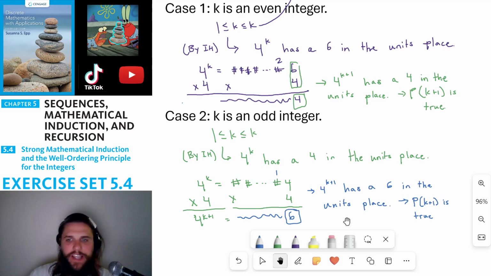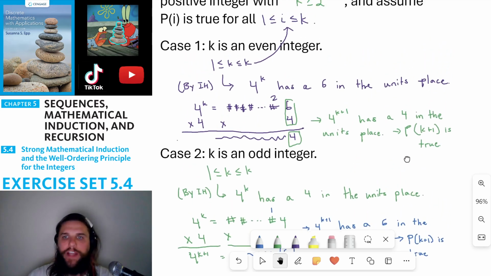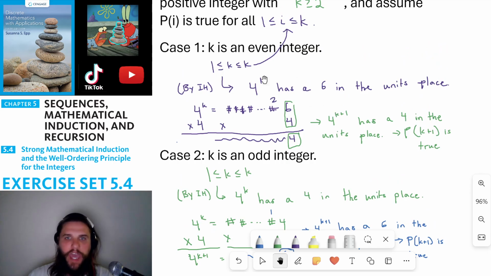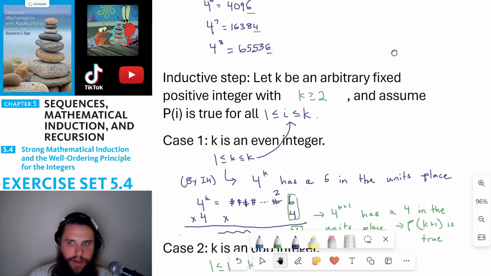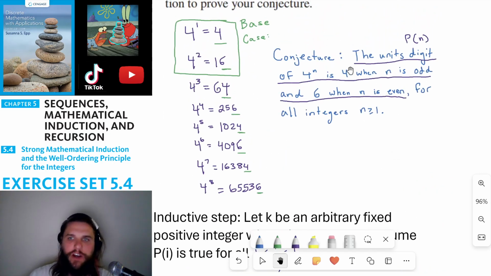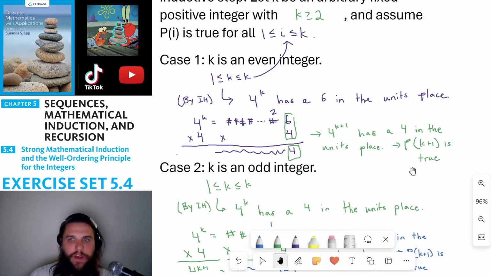Now, why is it that we get different conclusions for each case, but in both cases, P of k plus 1 is true? Well, that's because in the first case, k plus 1 is odd since k is even. If k is even, then the next consecutive integer would be odd. And the conjecture says here about odd integers that the units digit of 4 to the n is 4 when n is odd. And so we're trying to prove that 4 to the k plus 1 has a 4 in the units place, which is what we did here.